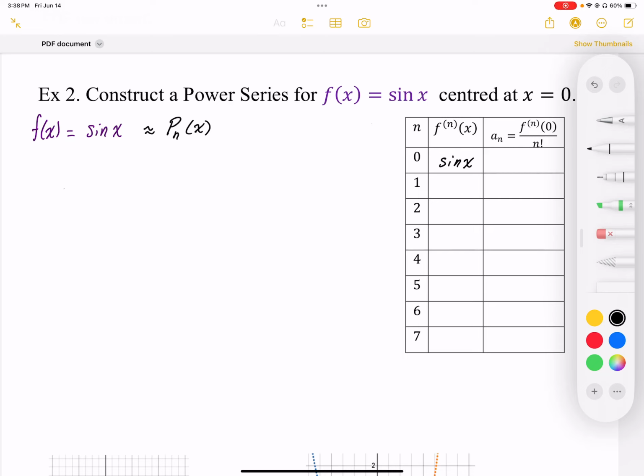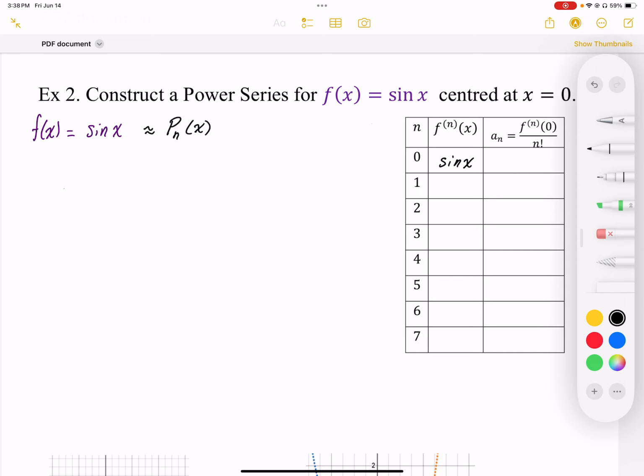To construct a power series, what we're going to do is take successive derivatives of f and then evaluate those derivatives at the center, in this case x equals 0, and divide that by n factorial, and that will give us our a_n term, or our coefficient of our polynomial expansion. So that's what I'm going to do first here for f of x equals sine x. So I'm going to take derivatives of that.